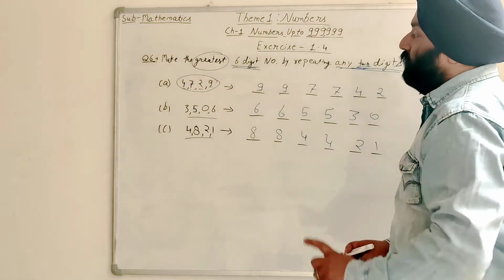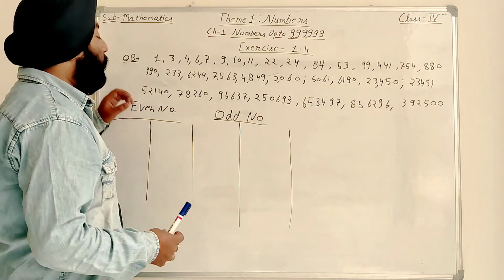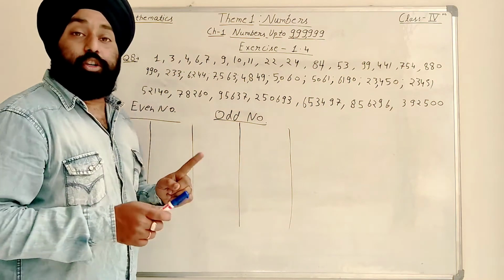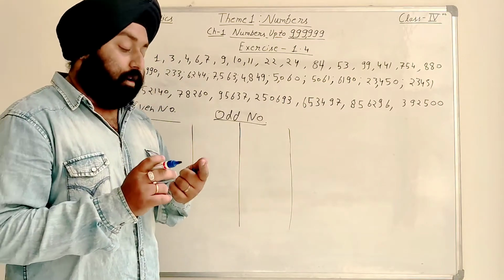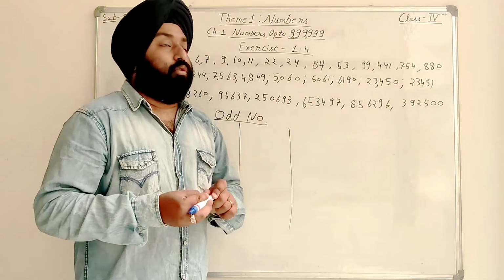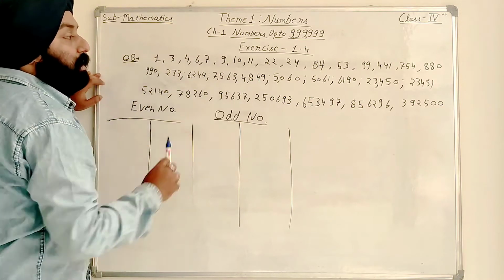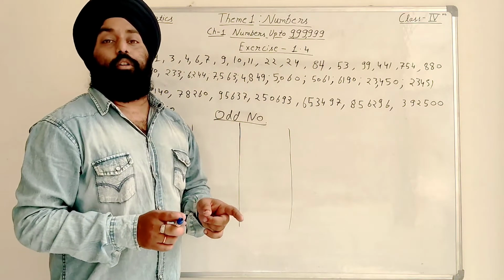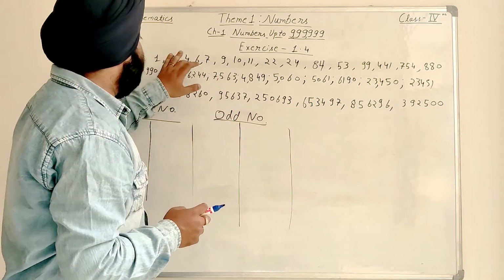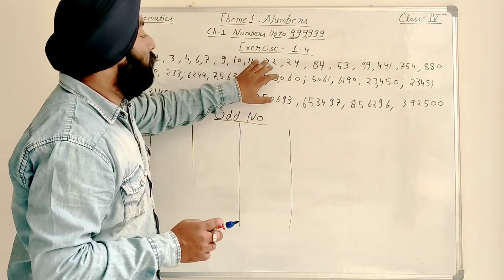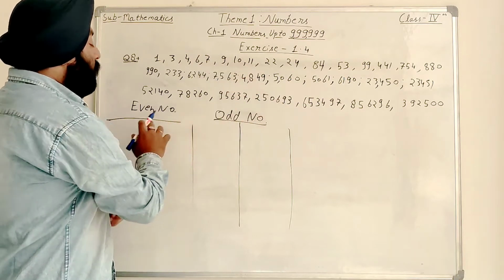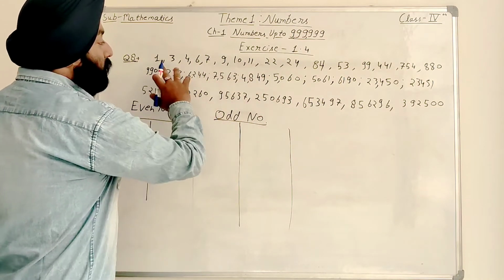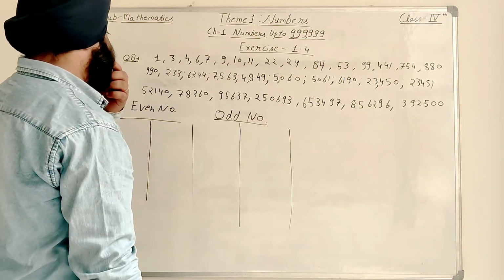Question 6 is completed. So class, our next question is question number 8. Question number 7 is in the book. It's a very easy question. You have to mark greater or smaller in that question. So question number 8. The numbers are given, as you can see in your book, like 1, 3, 4, 5, 7, 9, 10, 11, 22, 24 and so on. You have to find out the even numbers and odd numbers.